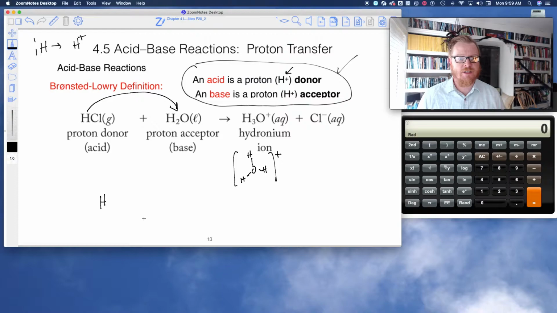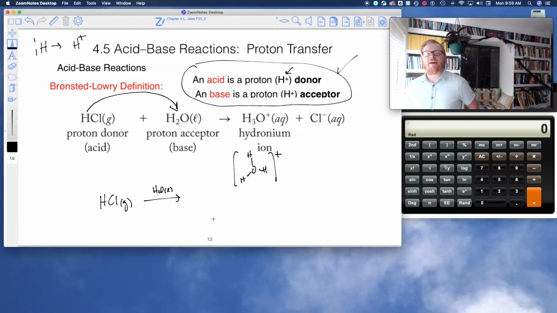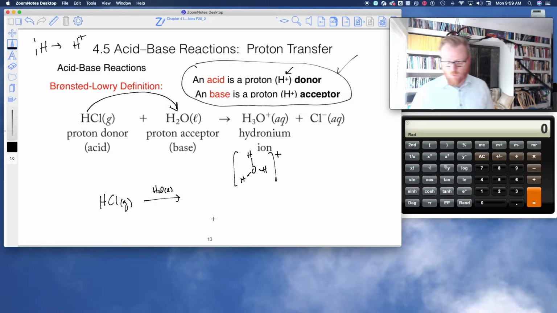I can write HCl gas, and I'm going to put the H2O liquid over the arrow. So this is showing you that HCl exists as a gas in the absence of water, and we could bubble that gas into a container of water, okay? That's what this is showing you without necessarily showing you the reaction with H2O. So we can say HCl gas dissolves in water, and that makes H plus aqueous plus Cl minus aqueous, okay?